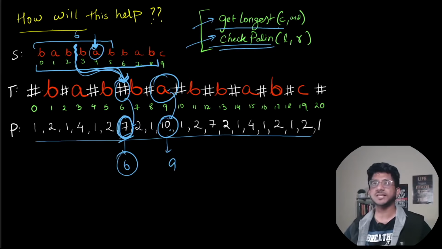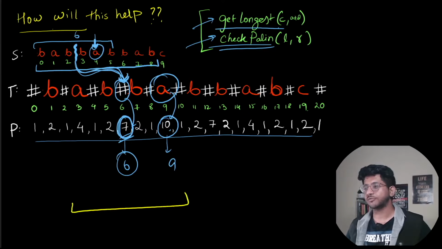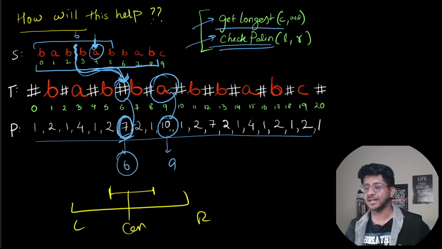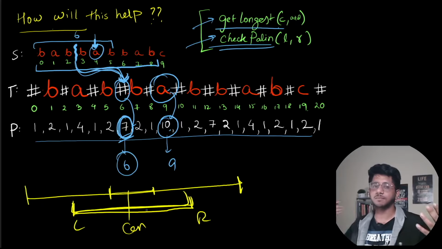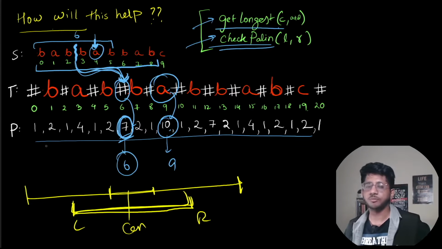Check palindrome, very simple. If you have to check from L to R, simply find the center, see what is the longest palindrome that goes at the center. If it's less than the length that is given to us, then L to R is not a palindrome. But if the longest palindrome at this center is very large, then L to R would be a palindrome. That's a simple way to check if you have a palindrome at this particular place. So these two things would be fairly easy to solve in code.